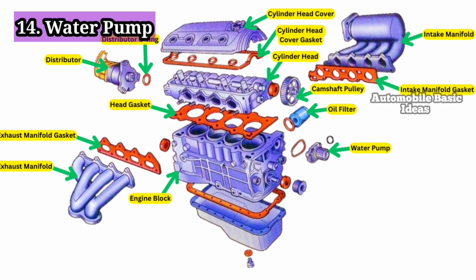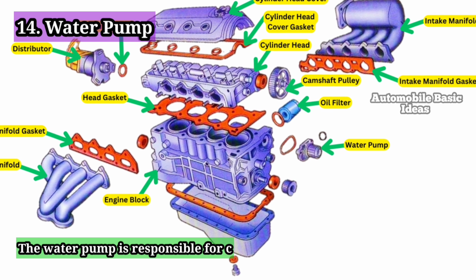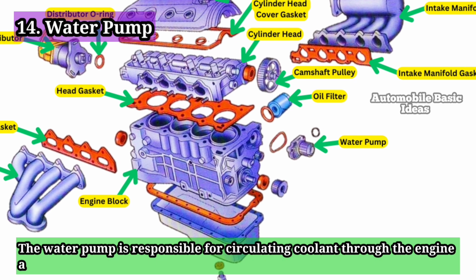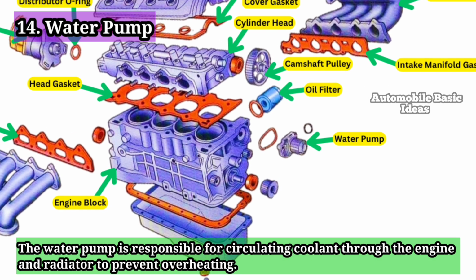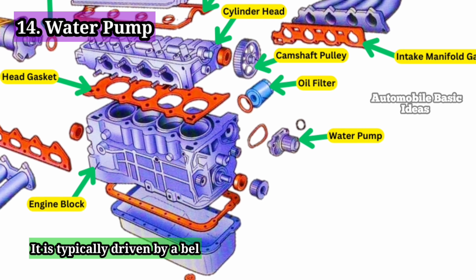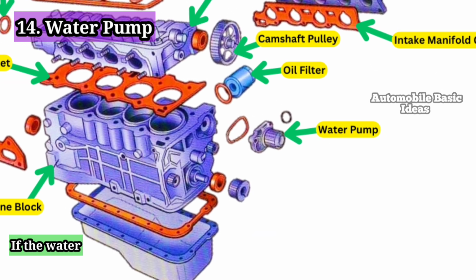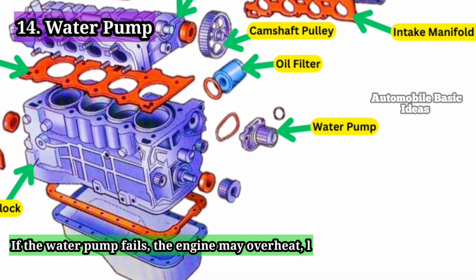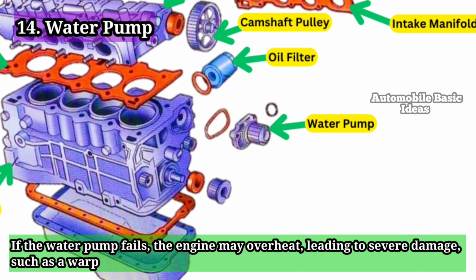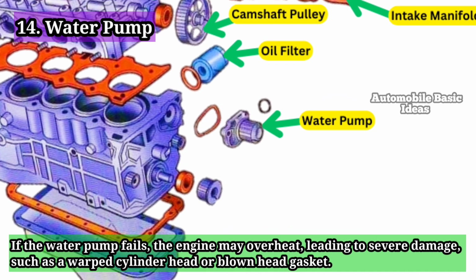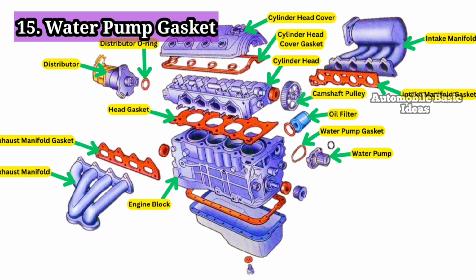14. Water pump. The water pump is responsible for circulating coolant through the engine and radiator to prevent overheating. It is typically driven by a belt connected to the crankshaft or a timing belt or chain. If the water pump fails, the engine may overheat, leading to severe damage, such as a warped cylinder head or blown head gasket.